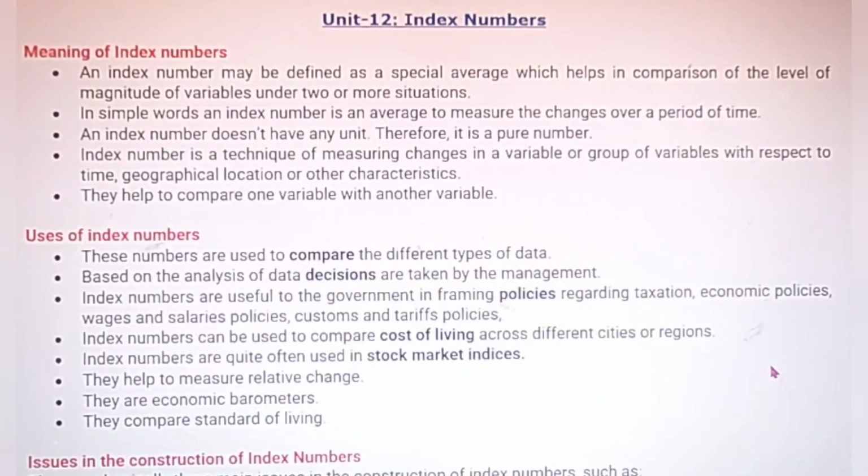Index numbers are defined as the spatial averages which help in comparing the data or variables of two or more situations. More or less it is similar to those averages, measures of central tendency. They are all children of one mother. So in simple words, index number is an average to measure the changes over a period of time. Now this is the most important sentence which can easily define index numbers, and it doesn't have any unit because it is a ratio. And let's move on to the uses.